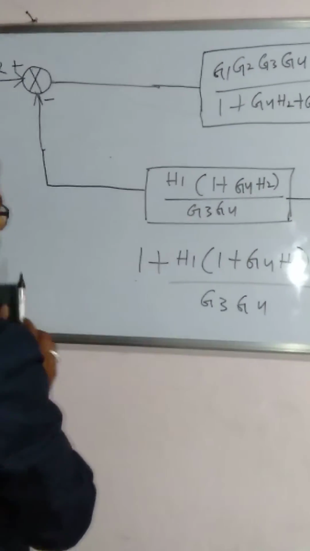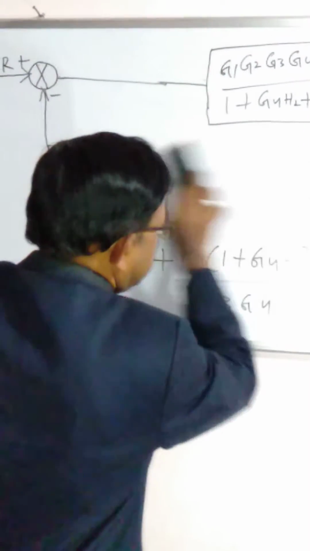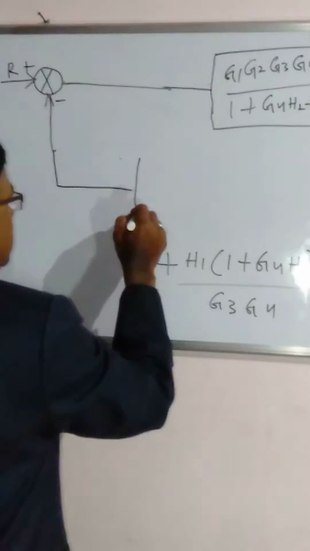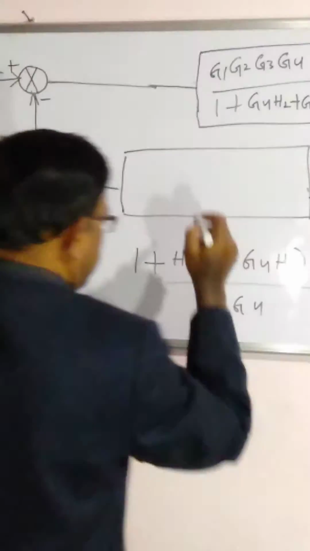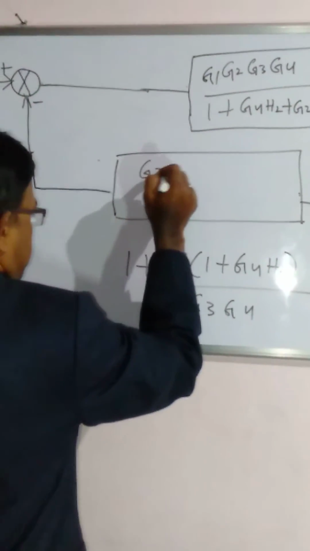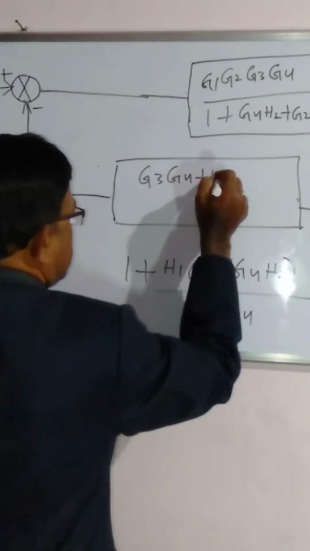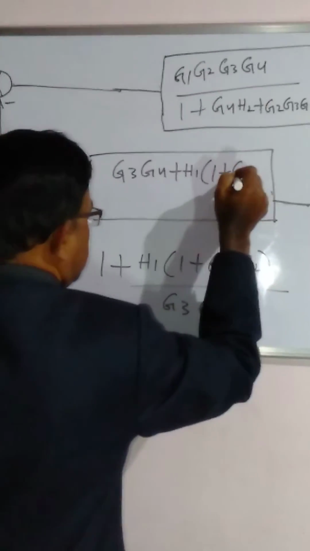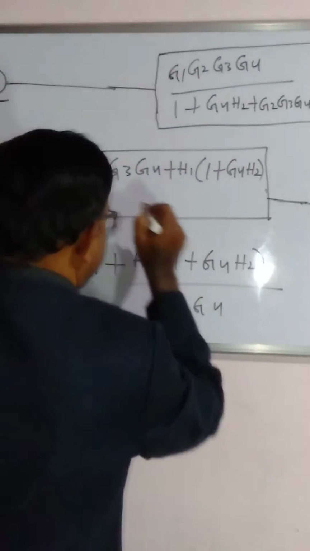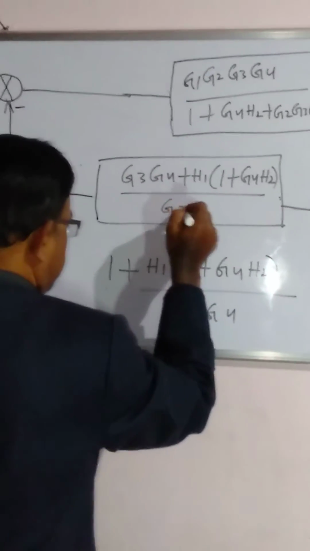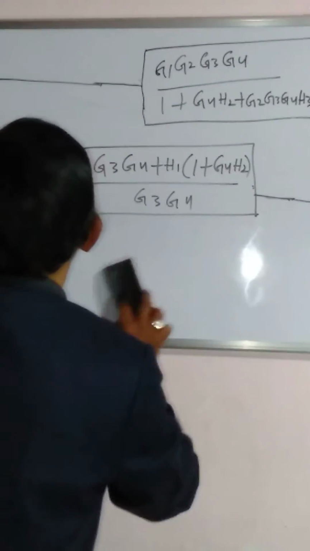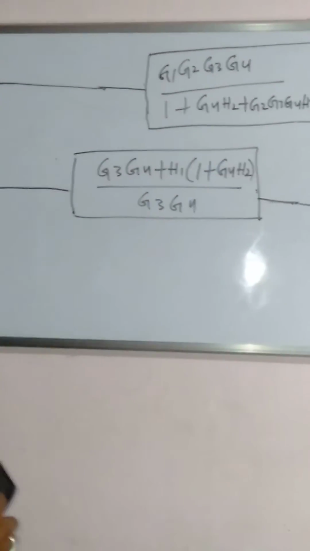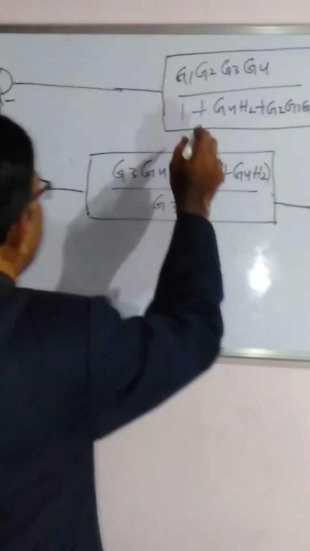We can take the LCM. This will be G3 G4 plus H1 into 1 plus G4 H2 by G3 G4. So now this is the negative feedback. Only one canonical form is there. Therefore we can solve this canonical form easily now.